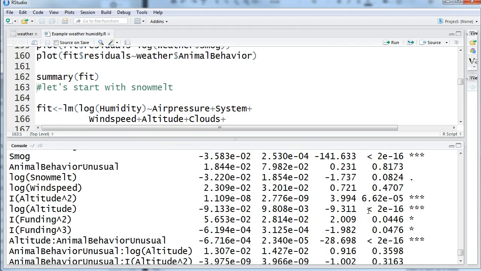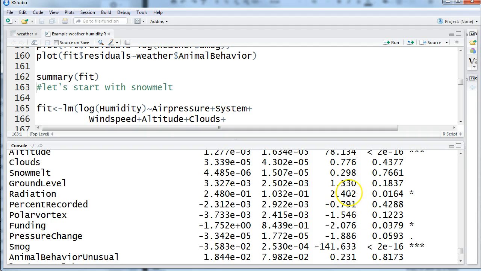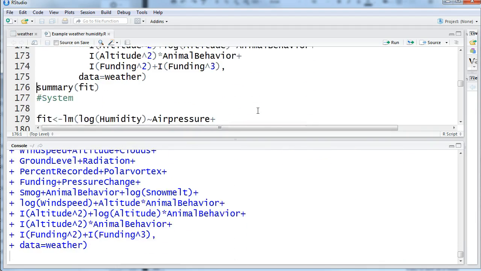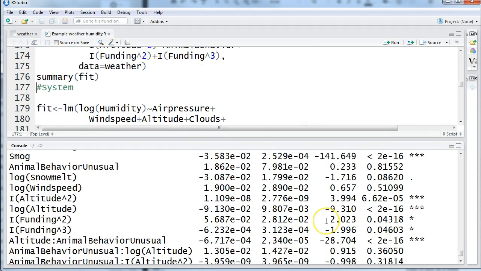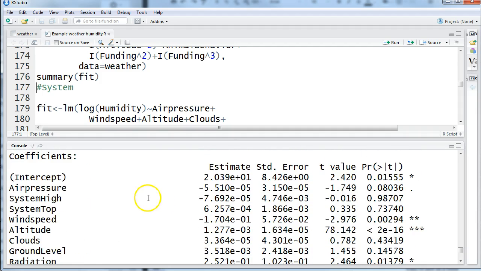And I'm looking for variables that can be taken out, and it looks like there are some. Snowmelt here is pretty high with a p-value of 0.7. So let's try taking that out and see what we think. After that, it looks like I said system. Yeah, well, look at those big p-values. And system's a categorical variable.